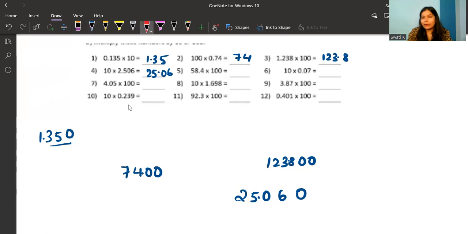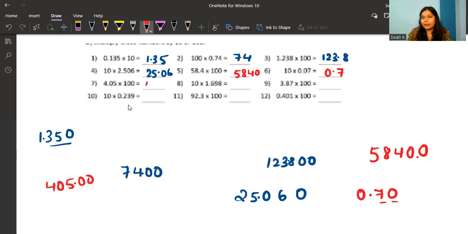Next is 58.4 into 100, which is 58400. So 1 digit, so it is 5840. Next, 10 into 0.07, which is going to be, of course, 70, because 10 into 7 is 70, and then 2 digits, so 1, 2, then give a decimal, so which is 0.70, but you can skip writing 0, so 0.7. 4.05 into 100, which is going to be 40500, 2 digits, so 405. 10 into 1.698, which is 16980, and then 3 digits, so 16.98.